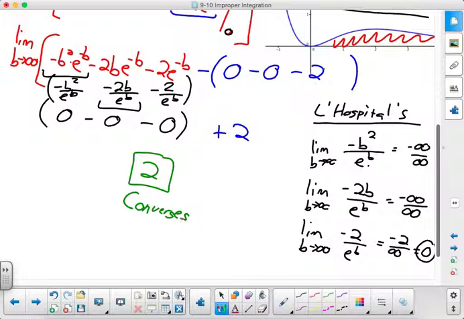It only diverges if the answer is infinity or negative infinity. So if my answer is infinite, whether positive or negative, it would be a diverge case.